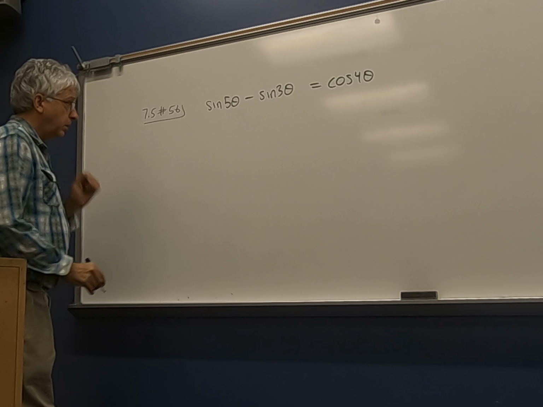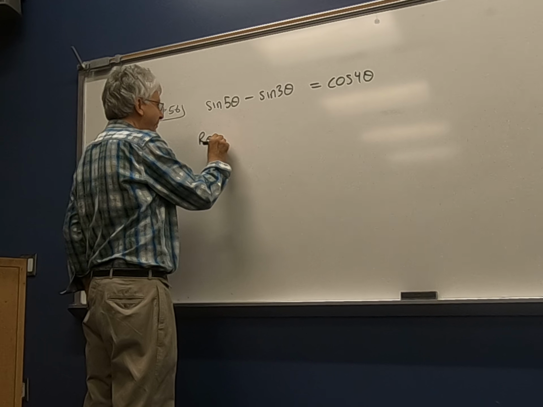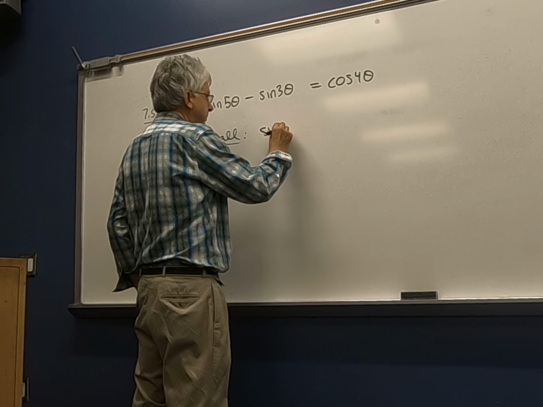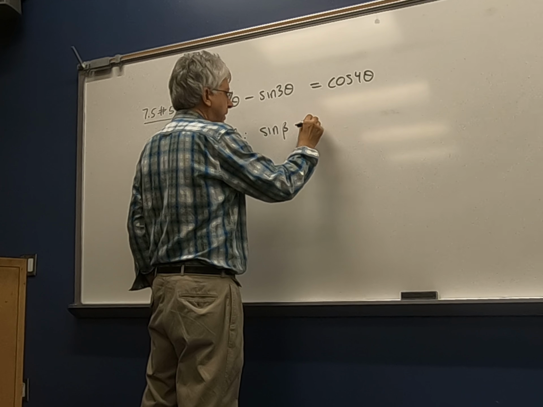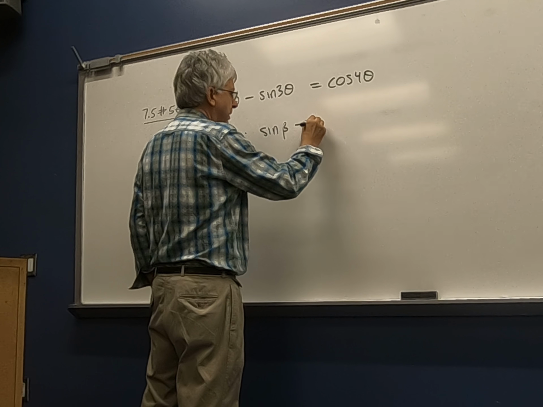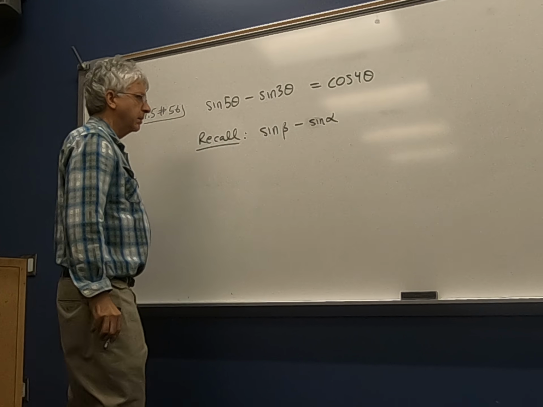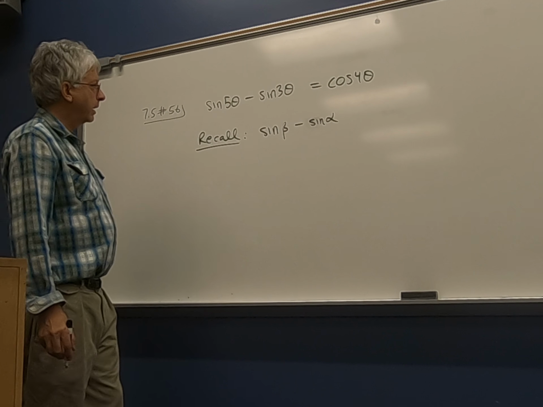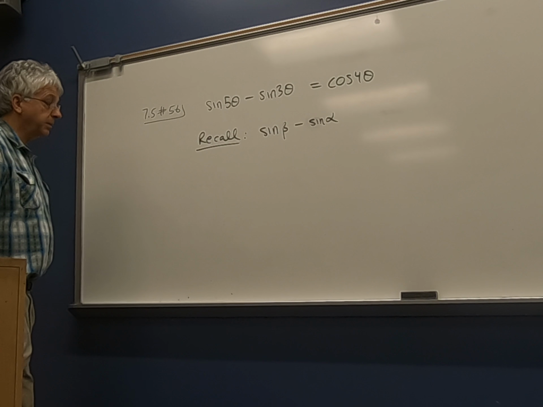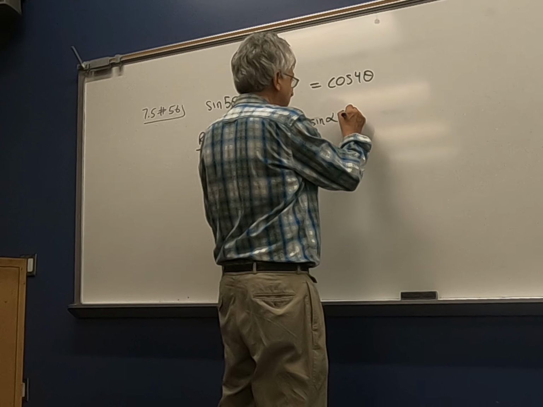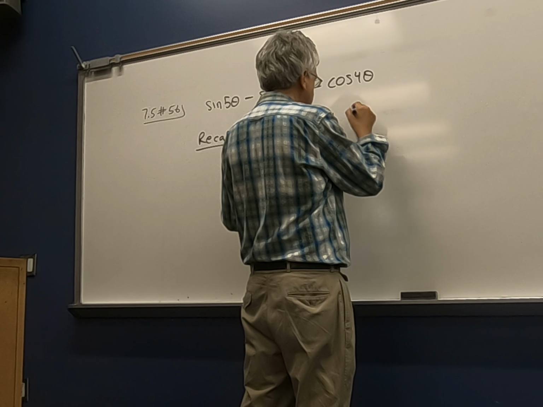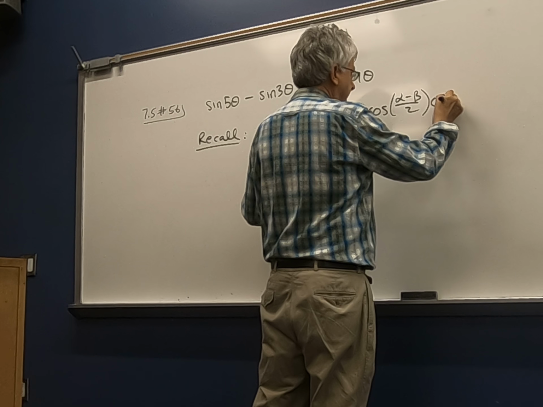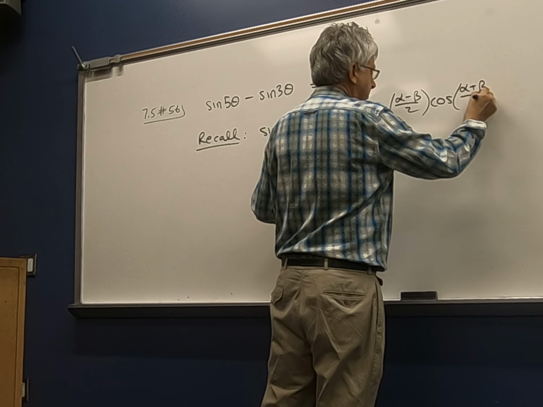Okay, so we recall, or maybe we have to rebuild, right? That sine of beta minus sine of alpha, what is that? Well, we could use the sum to product, and then just go backwards. Oh, this is sum to product, right? So I'm going to guess that this is cosine of alpha minus beta over 2 times cosine of alpha plus beta over 2, is that right?